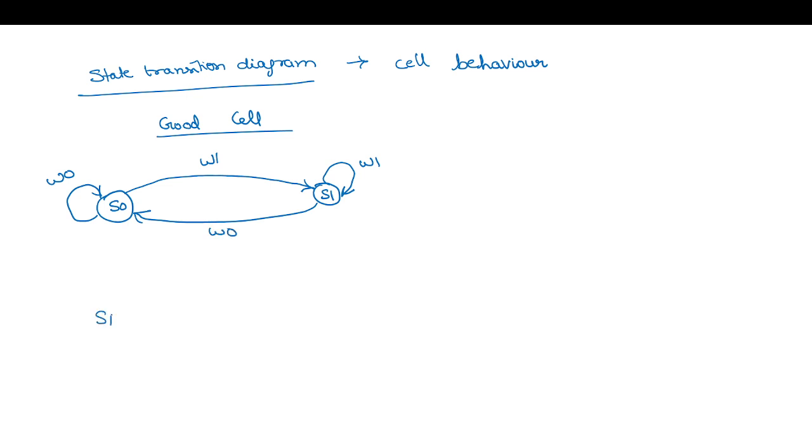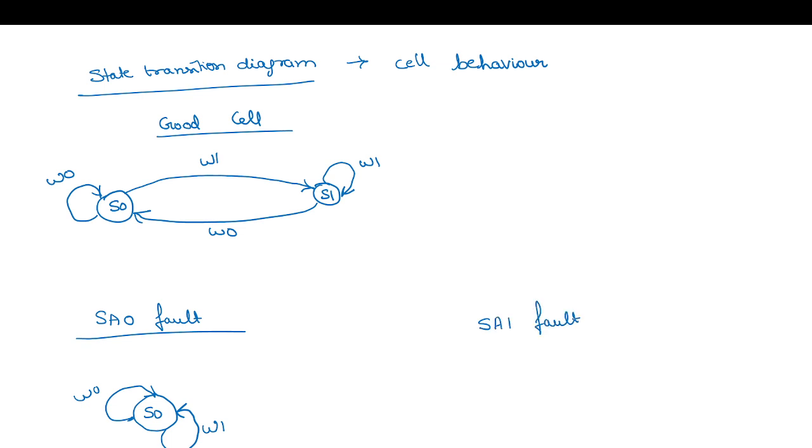Now let us consider that the cell has a stuck-at 0 fault. So the only possible state is 0. When we write a 0, it will remain in the 0 state, which is the same as the good cell. Now when we write a 1, it will also remain in the same state because of the stuck-at 0 fault.